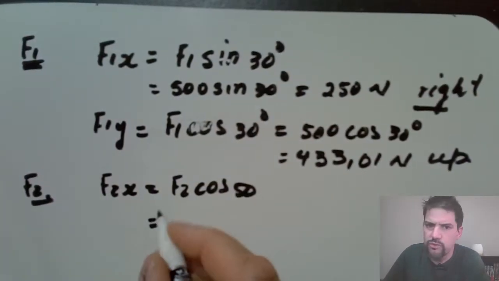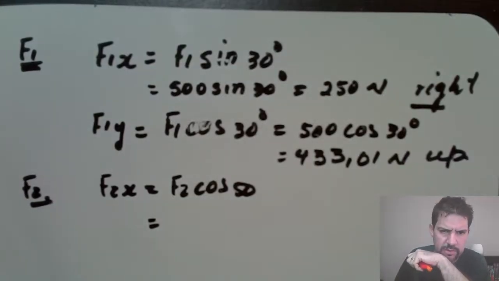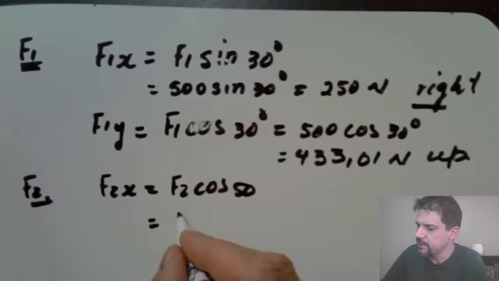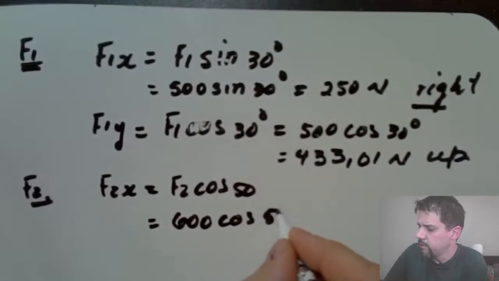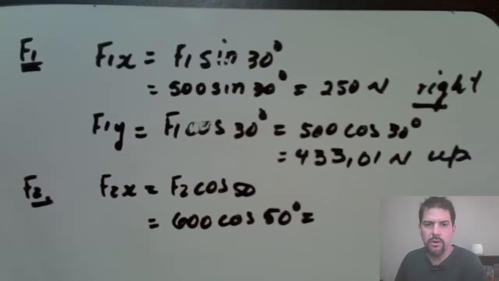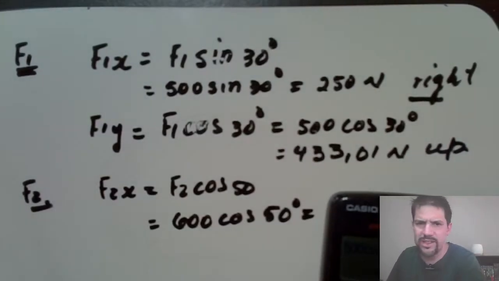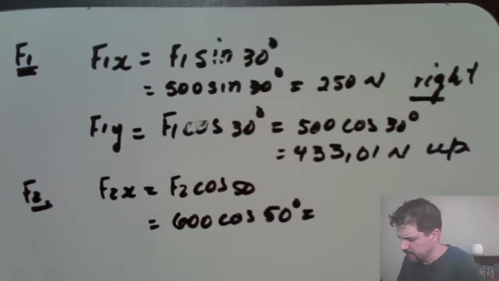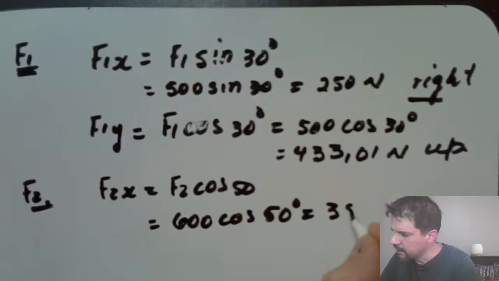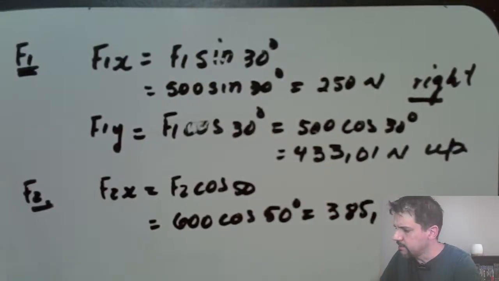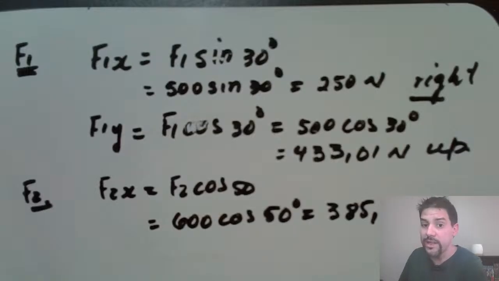So if you substitute, you get, let me write the number from here, it's 600 cos of 50 degrees. There we go. And then we calculate. I don't think you need to look at the calculator. It's not very important. You can calculate yourself, guys. 600 cos of 50, and I get 385.67 Newton.